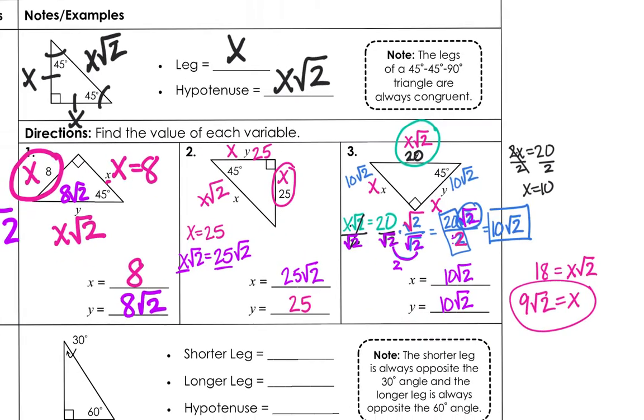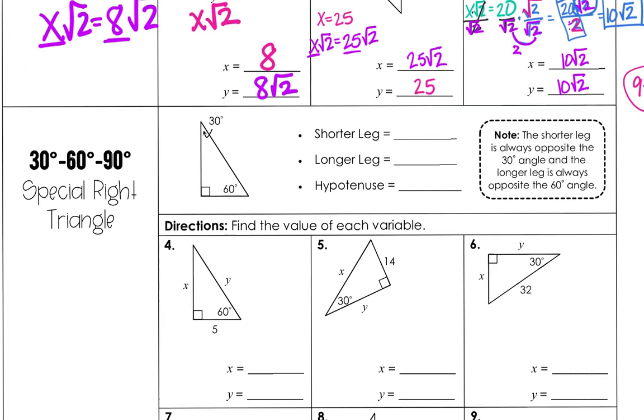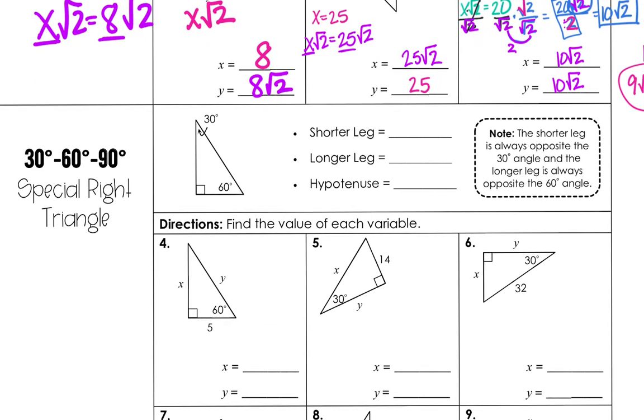All right, the next one, these are 30, 60, 90. So these are scaling right triangles, because if I have 3 different angles, then I have 3 different sides. So you're no longer going to label x square root of 2. Now the labels are completely different.